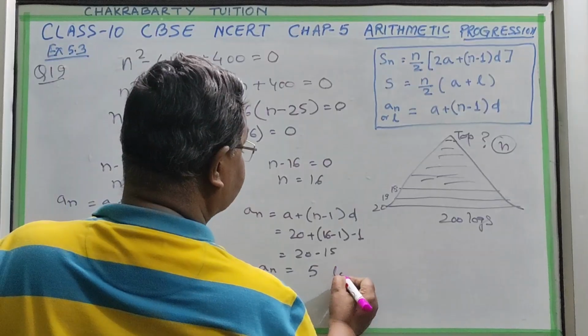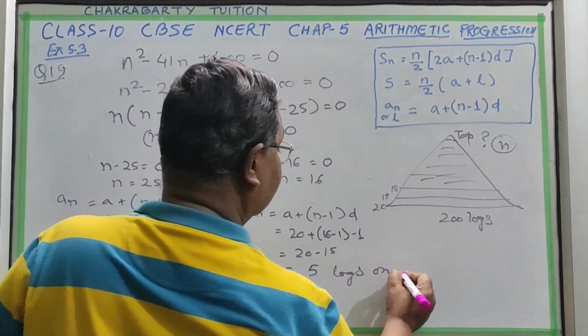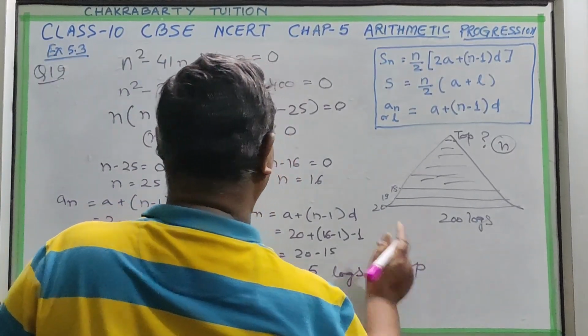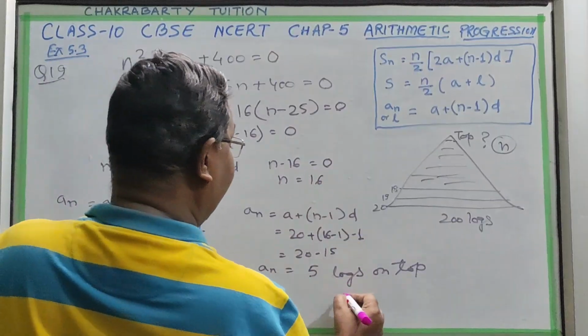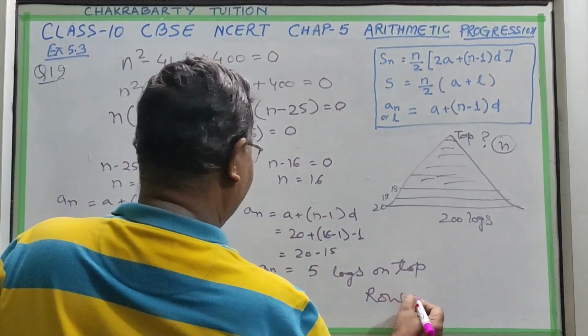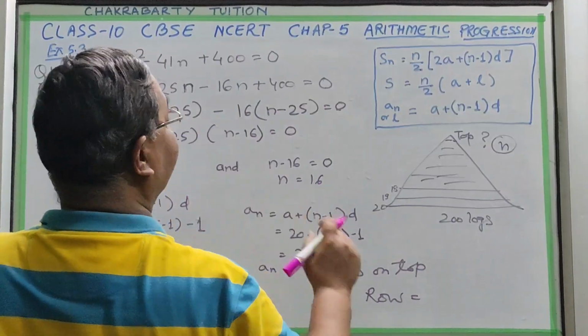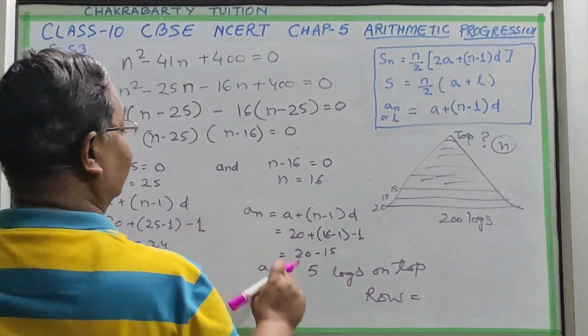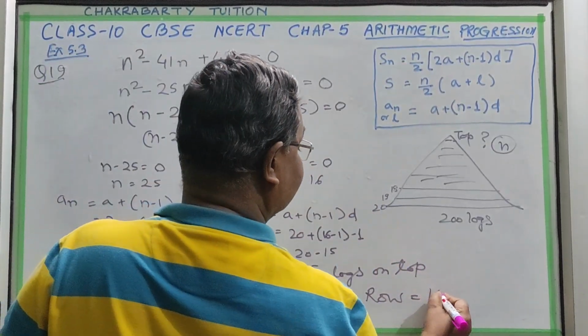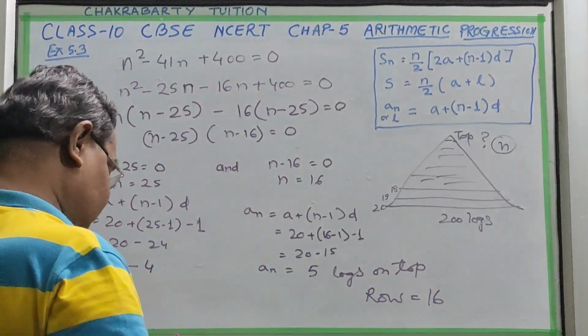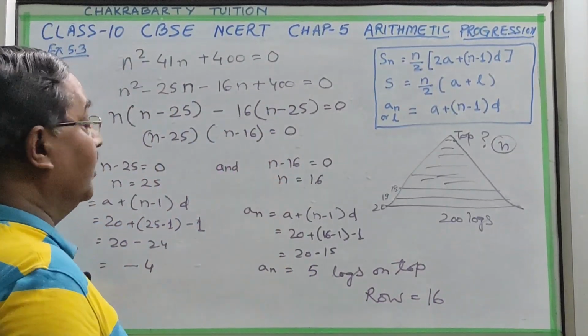So on top there will be 5 logs, and the number of rows, which we have found out, is n. So n will be 16. It will be 16 rows and 5 logs on the top. Okay, this is your answer.